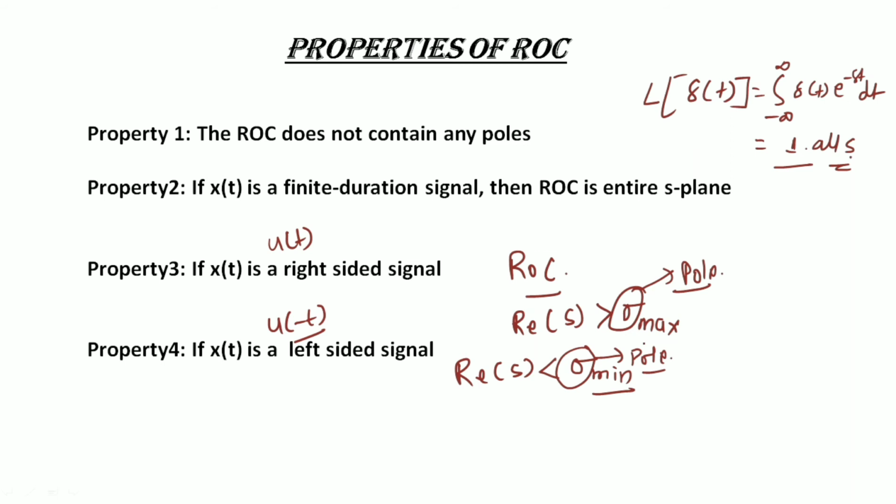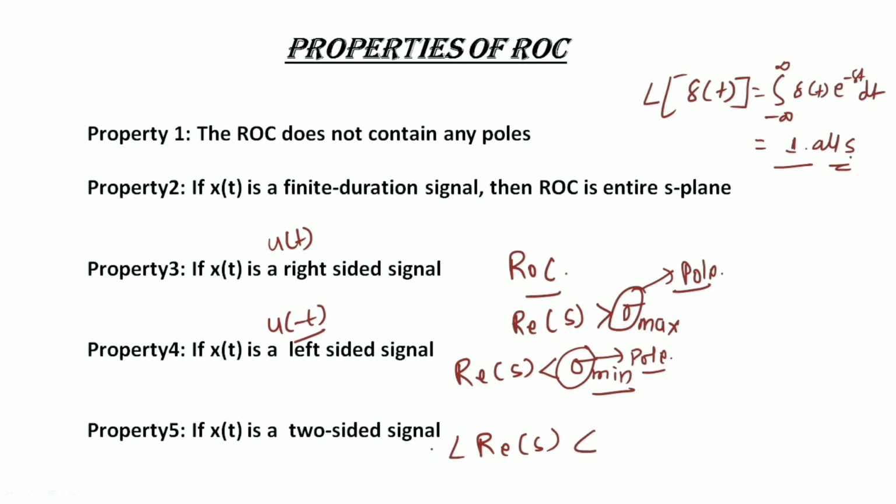So coming towards property number five, if x of t is a two-sided signal, then the region of s will be in between phi 1 and phi 2. Okay, this is for a right sided signal and this one is for a left sided signal. Have you understood it? It is very simple. So now we will move toward solving numericals.